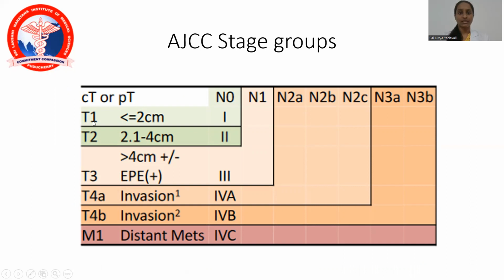So a tumor that is T1, N0 is stage 1. T2, N0 is stage 2. T3, N0 or N1 is stage 3. T4A, N0 till N2 is stage 4A, and T4B is stage 4B, and presence of metastasis is stage 4C.